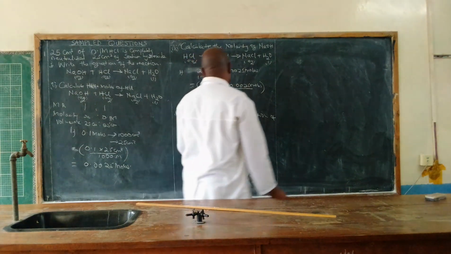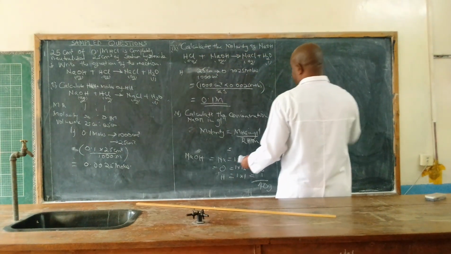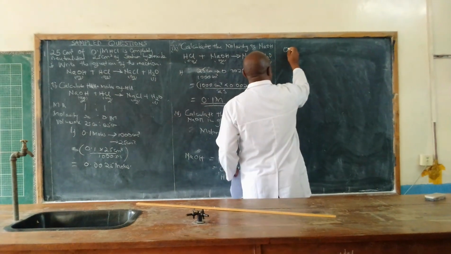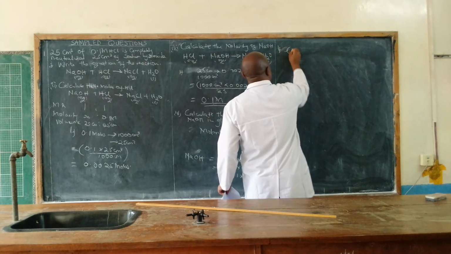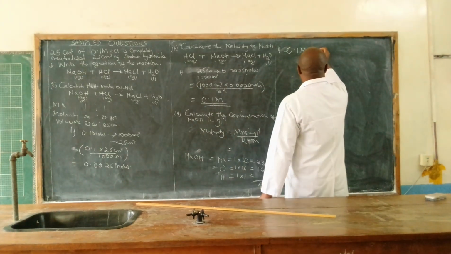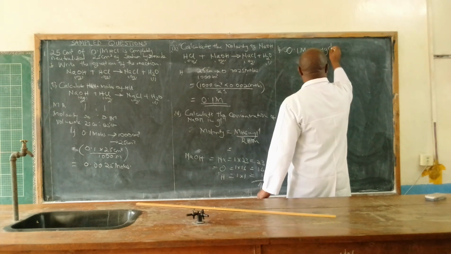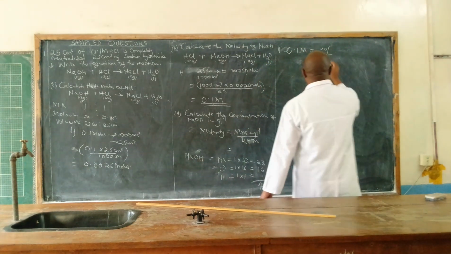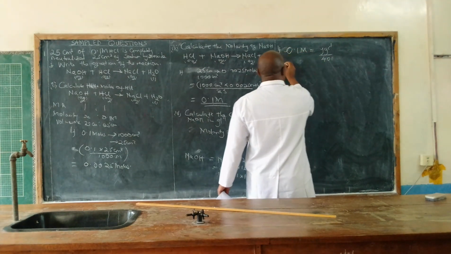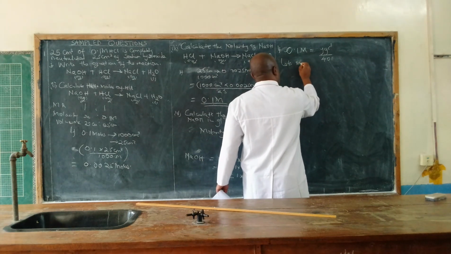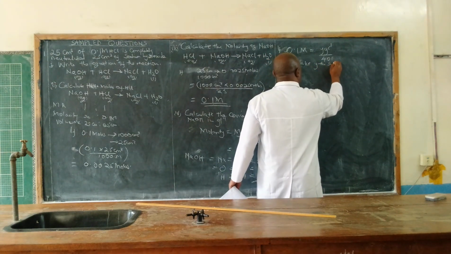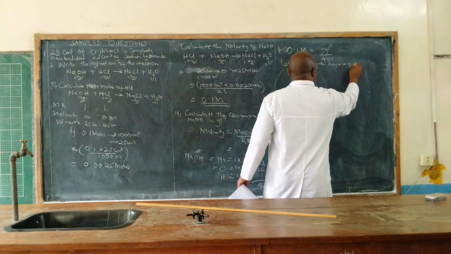So we are going to substitute here, because molarity we have already calculated that it's 0.1. We substitute in this formula: 0.1 molar is equal to Y grams per liter over the RFM, which is 40. So we are going to cross multiply. Let's make Y the subject of the formula.